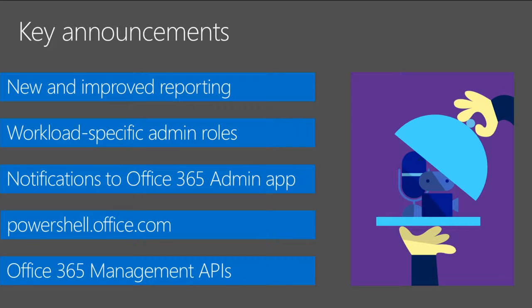So just to reiterate some of the key announcements that we made today. We're going to have new and improved reporting coming, was it in Q3 of this year? Workload-specific admin roles are coming, targeted for June. Notifications to Office 365, the Office 365 admin app, and PowerShell.office.com are coming in the coming weeks. And then the Office 365 Management API will be in preview at about the end of the month for the Service Communications API. The Management Activity API is already in limited preview, and it will roll out to a fuller preview in the summer.